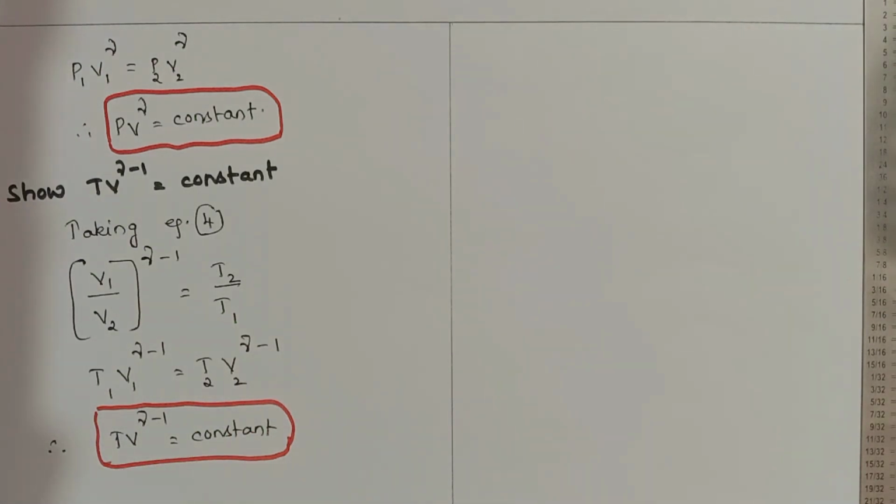Fine. So this is all about work done by a perfect gas in reversible adiabatic expansion. This can also be asked as: show PV to the power gamma is equal to constant, and one more question, show TV to the power gamma minus 1 is equal to constant. Okay students, learn carefully, practice carefully, twice or thrice, then it will be easy for you.